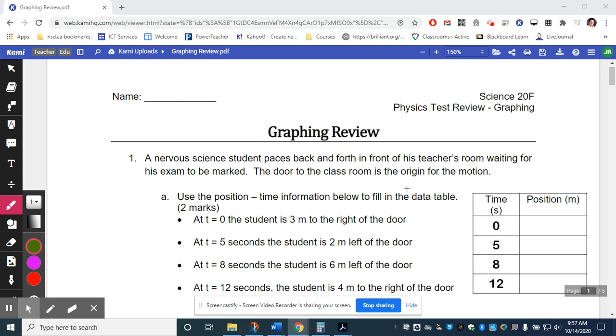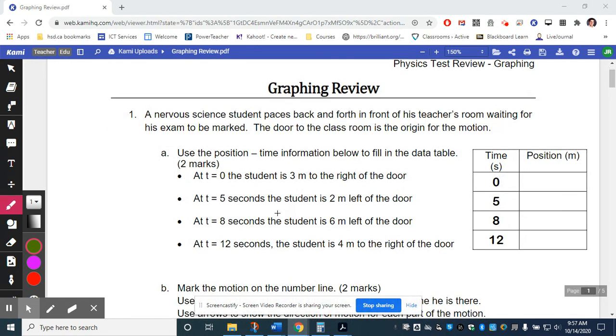Okay, this is the graphing review. Graphing is kind of different. It doesn't use so many formulas, but it does require an understanding of the other formulas that we're using. And so, let's get started.